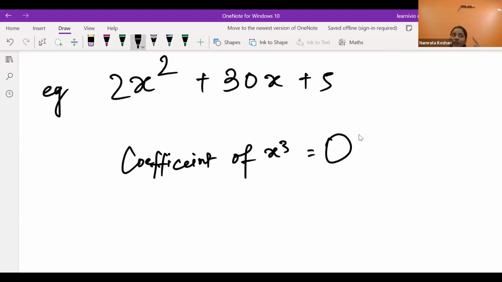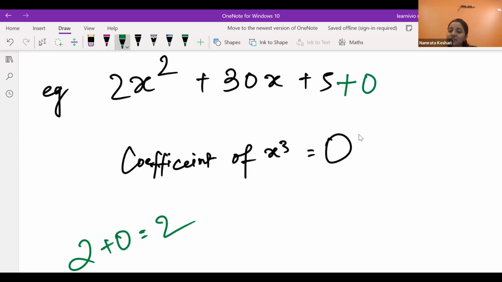Again, I can show you the mind map. Do you know any number added with 0 is the same number? Yes, just now you have done this, right? So basically we are thinking that here we are adding 0 multiplied with x cube, and we are not changing the polynomial. Just a little bit of representation is changed, but our polynomial is the same, and due to this reason we are saying that coefficient of x cube is 0.